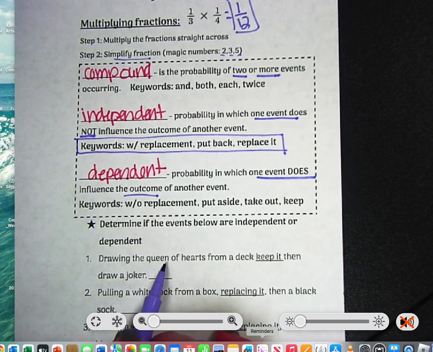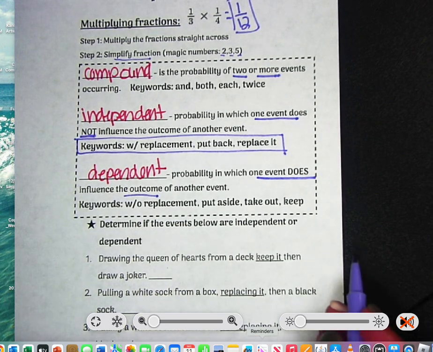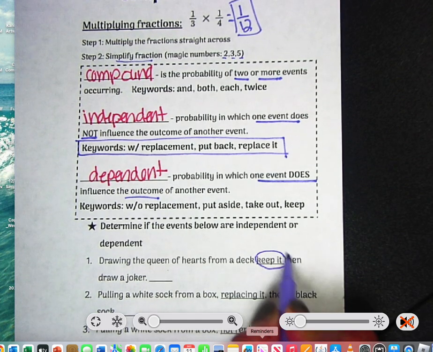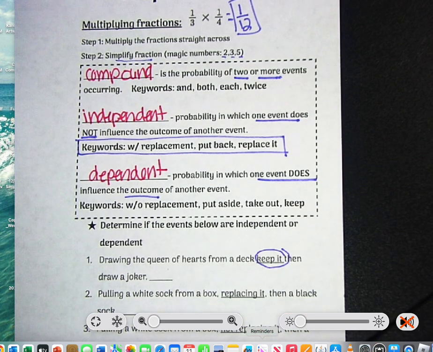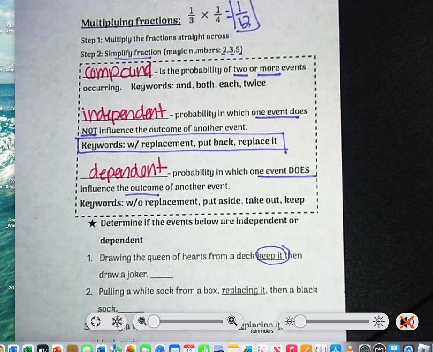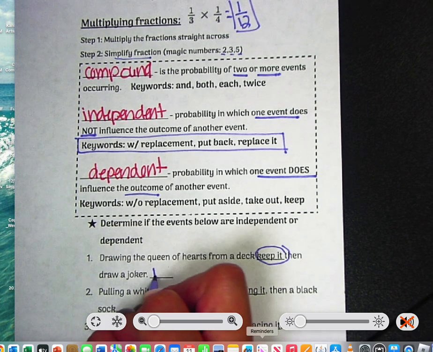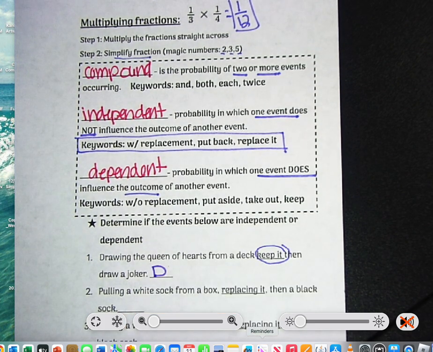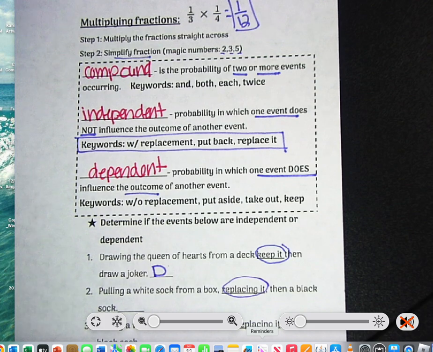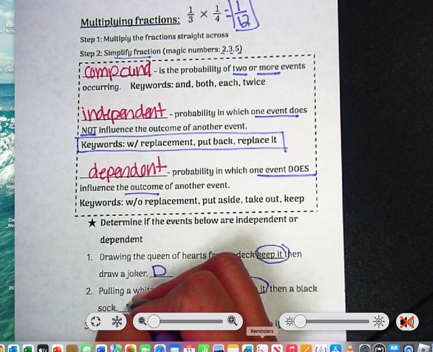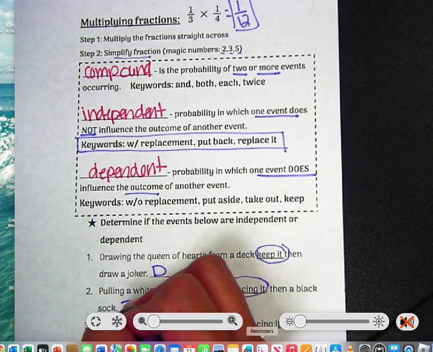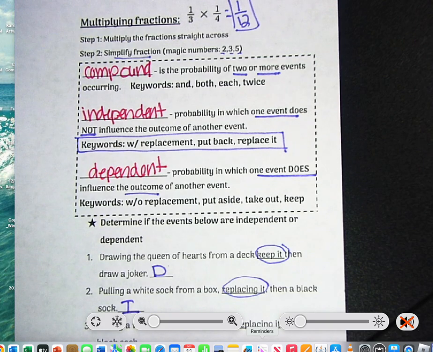So I'm drawing a Queen of Hearts from a deck. You're going to keep it, then draw a Joker. Because I'm keeping it, it is going to affect the other, so this is going to be a dependent event. Number 2, replacing a white sock from a box. I'm going to replace it. So I'm going to grab the sock, put it back in, then draw a black sock. So this one is independent because I did get it out, but I put it back in the bag, so it doesn't change the number of items in the bag.